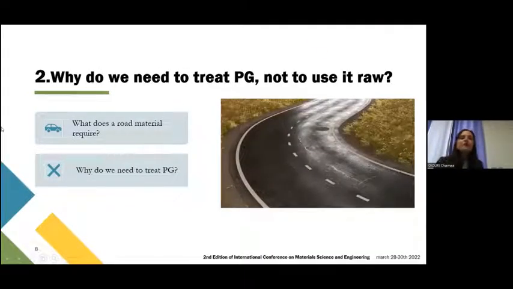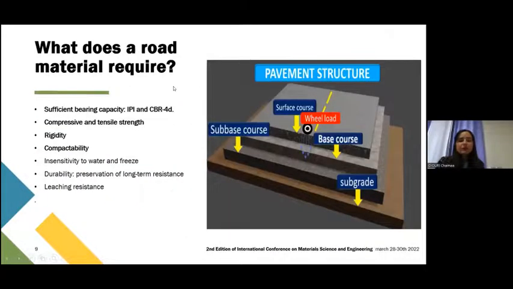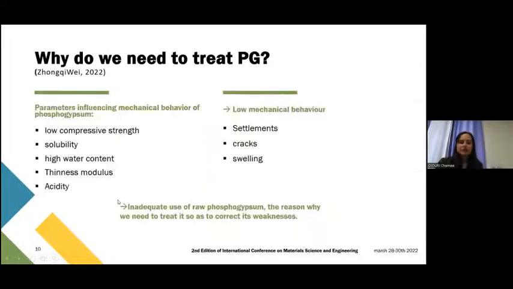Now, why do we need to treat phosphogypsum, not to use it raw? What does a road material require? A road material requires sufficient bearing capacity, immediate index as IPI, and Californian bearing ratio after 4 days of immersion in water, compressive and tensile strength, rigidity, compactability, insensitivity to water and freeze, durability, preservation of long-term resistance, and leaching resistance.